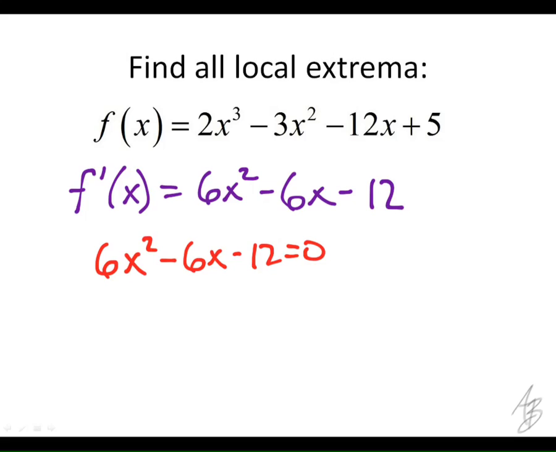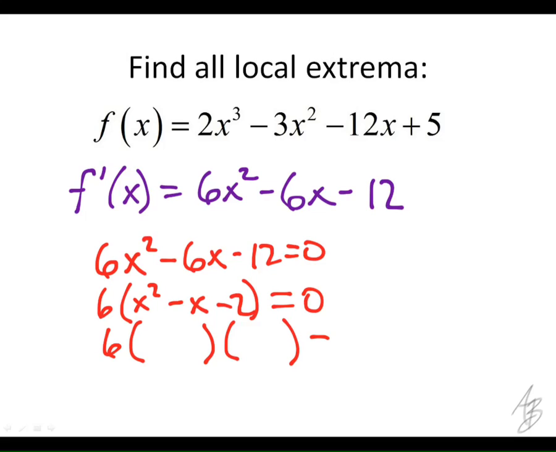Yeah, factor it. I would factor out that 6 first. So we have x squared minus x minus 2. And then that makes factoring a lot easier here. What do we get? x minus 2, x plus 1. I'm just writing down what I'm hearing. Do you guys agree with that? Okay, so when are we going to get critical points?